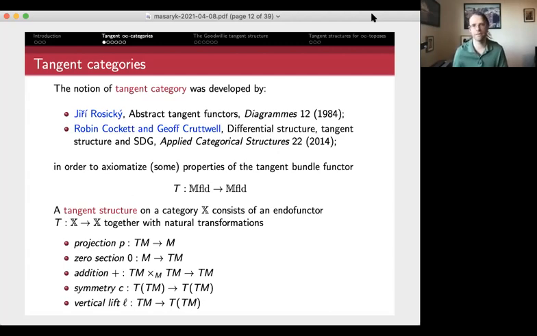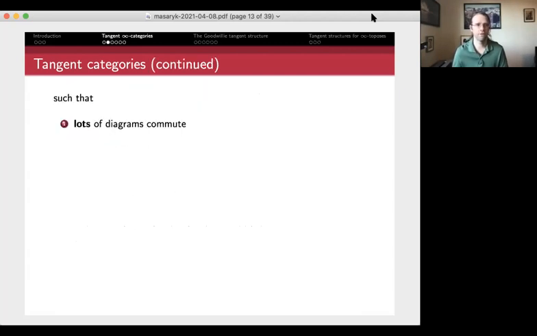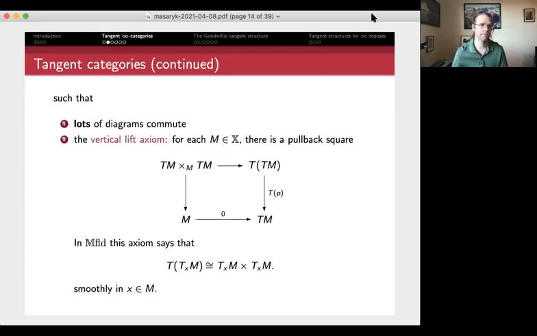And then, of course, there are conditions. And so the first condition is that lots of diagrams have to commute. And I'm not going to try to write down or say what those diagrams are. You can probably imagine many of them. For example, they tell you that the tangent bundle is to some extent a vector bundle. So for example, addition is commutative, addition is associative in the tangent bundle. There are lots of diagrams that express, again, properties that you know of from the ordinary tangent bundle on a manifold. And then the second, I'm going to highlight one particular axiom.